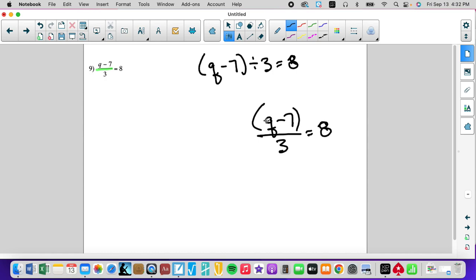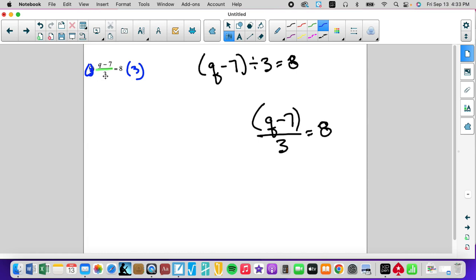And we can't get to this q and the 7 because Chewbacca's here. That vinculum acts as a parenthesis up here, so I can't get to this stuff. So I got to get rid of the 3 that is dividing. The inverse of dividing 3 is multiplying by 3. So I'm going to multiply both sides by 3.